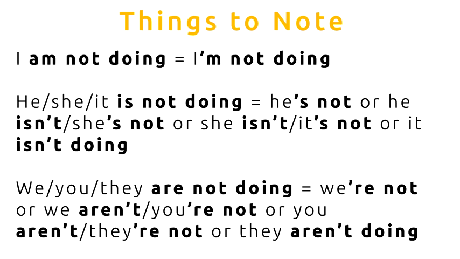Similarly, she's not or she isn't. Or we can say it's not or it isn't doing something. And finally, with we, you, and they are not doing, we can contract them in the same way. We're not or we aren't. You're not or you aren't. They're not or they aren't doing something.